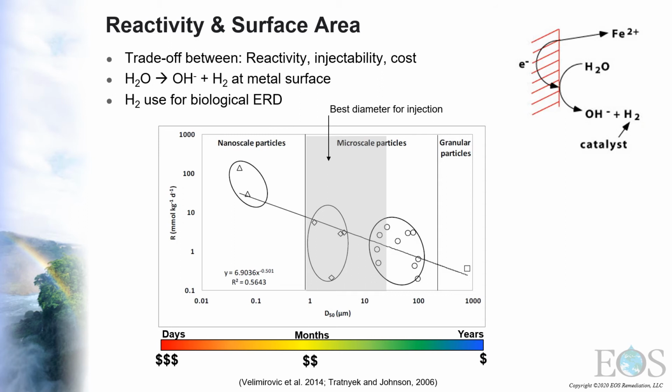Anything smaller than 1 micron, which would be considered nanoscale, is going to be extremely expensive. It's not going to last very long. And actually, as you get smaller in diameter, you end up flocculating those particles, and so they don't inject as well as you might think.